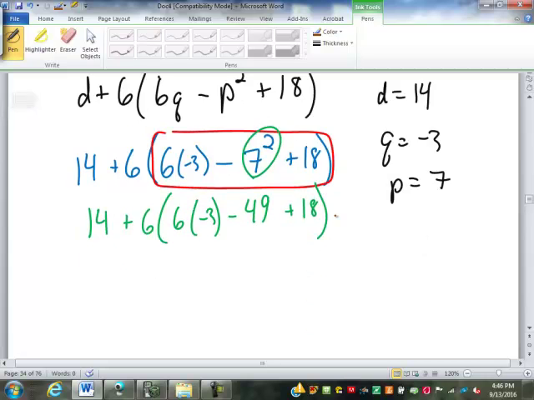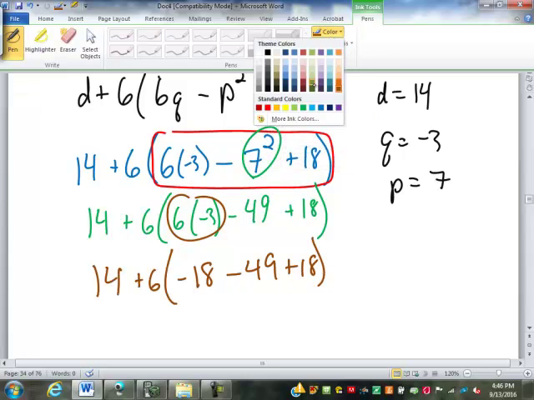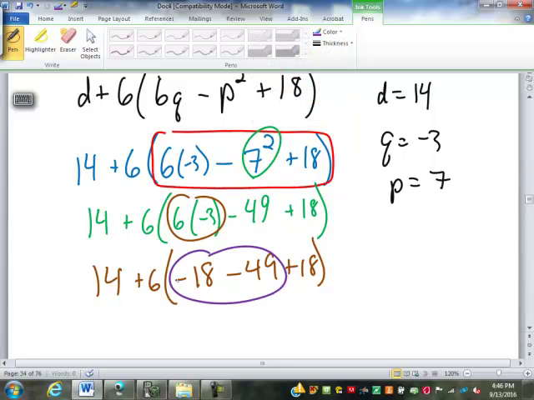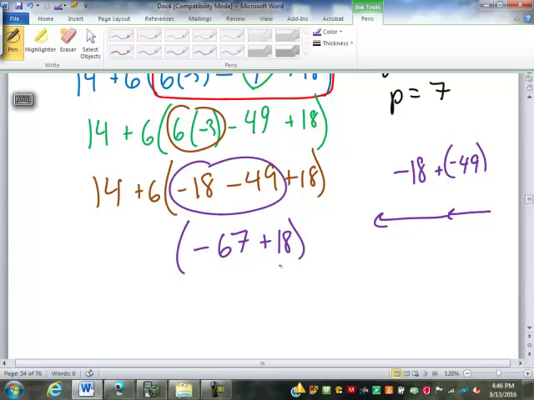So now what do we do? 6 times negative 3 is negative 18. And then negative 18 minus 49 becomes negative 18 plus a negative 49. So it's negative 18, negative 49 is a negative 67. Very good.